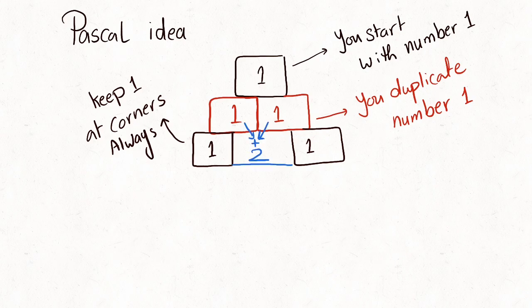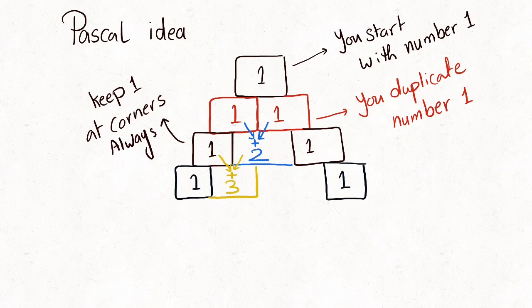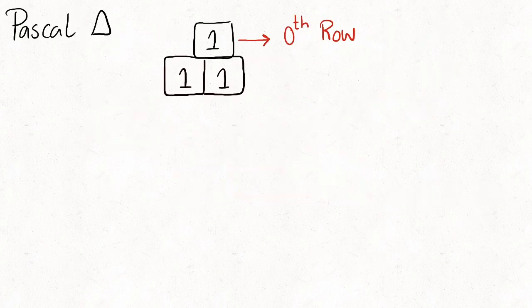Now, we go to the fourth row. At the corners, we will have 1, 1. But we keep in mind in between, we check the previous row. We have 1 plus 2, 3. And also 2 plus 1 equal 3, and so on. Okay, in this part, I'm just going to illustrate the rows from 0 to 5.